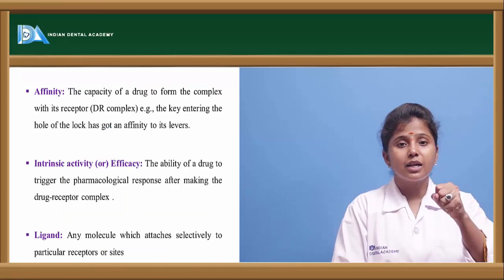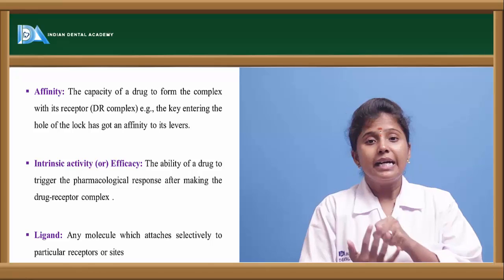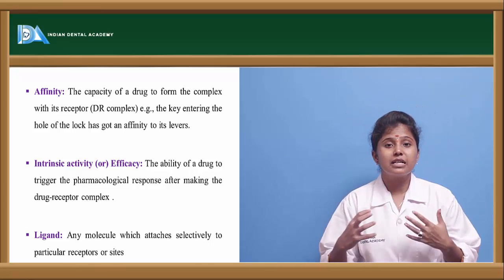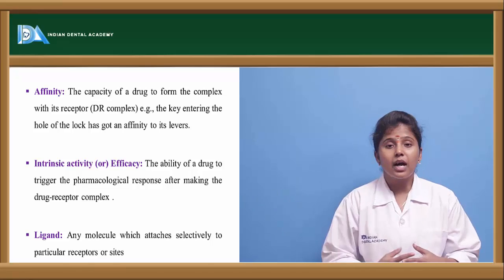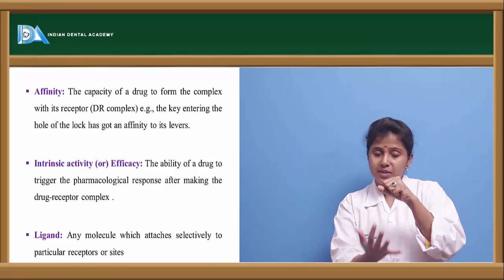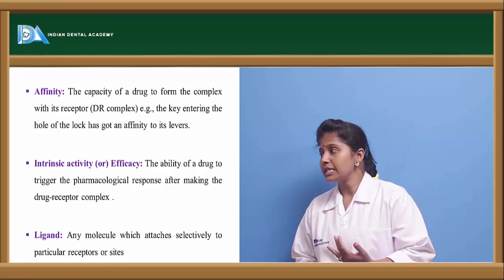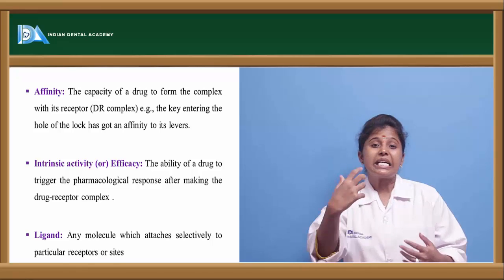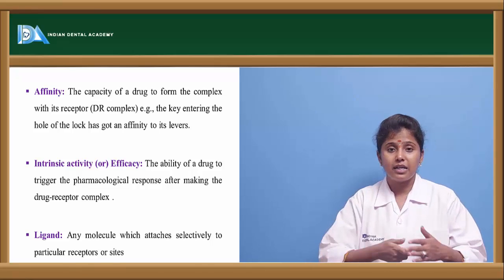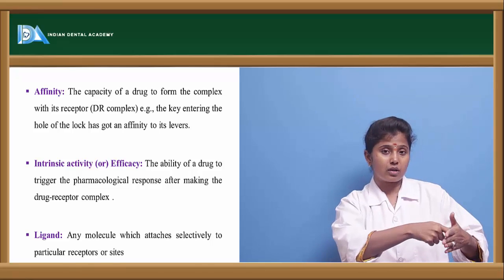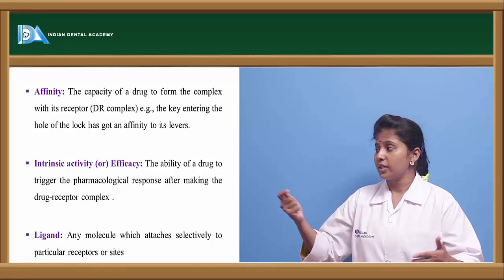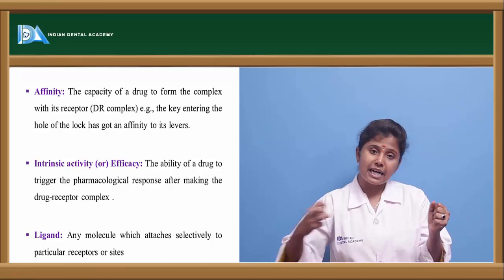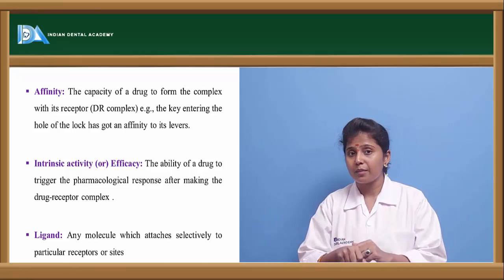The drug which binds to the receptor does so for various reasons and through various mechanisms. So why does the drug bind to the receptor? One thing is that it has affinity. Affinity means the capacity of the drug to be attracted to the receptor. Like a key, the key has affinity to the lock, and only then does it get fitted. In the same way, the drug has affinity. The receptor attracts the drug towards it, and thereby it forms the complex.